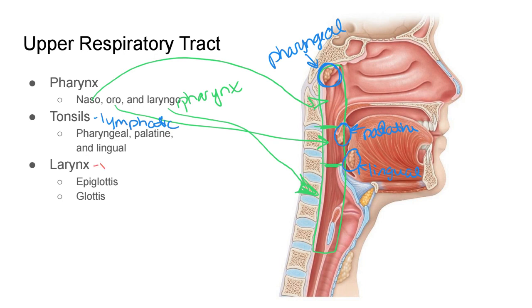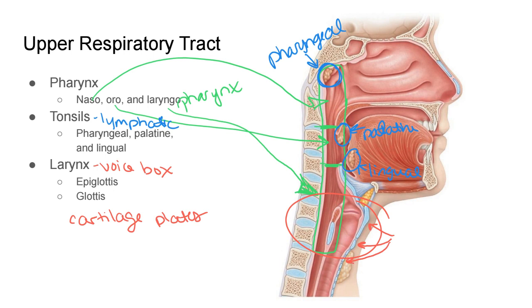The larynx is our voice box. So you can see the larynx is this portion down here. That's why the back part of the throat there is called the laryngopharynx. And so the larynx is our voice box. So it's made of cartilage plates. And those cartilage plates are going to help give the support and the stability there. That's what you're seeing on the front here. They look kind of blue. Those are the cartilage plates.